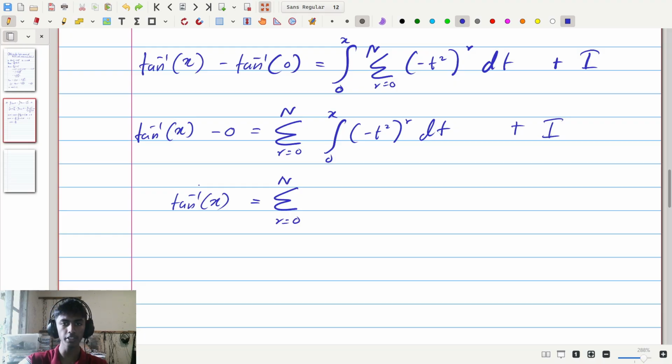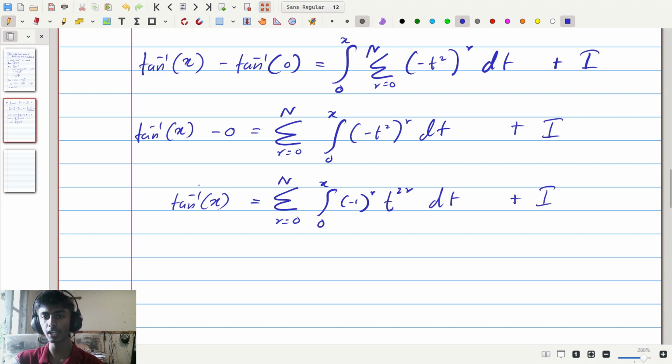In order to solve this, we are going to distribute this r among this negative 1 and this t squared, because here what we have essentially is negative 1 times t squared to the power of r, which is going to be negative 1 to the power of r times t squared to the power of r. So we're going to do the integral from 0 to x of negative 1 to the power of r, and this t squared to the power of r, using another law of indices, I'm going to write as t to the power of 2r, and then that whole thing dt plus the integral I.